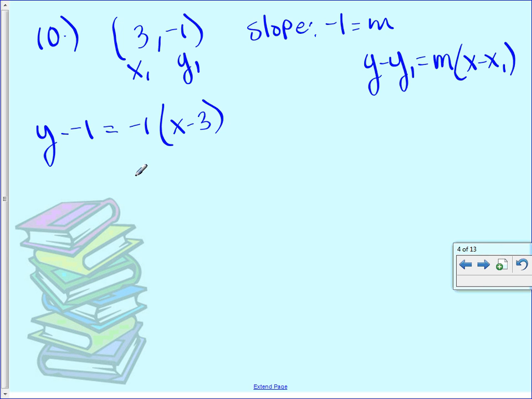Okay? Now I'm going to simplify because this is a negative, and a negative, we got 2 negatives that make a positive. Then I'm going to distribute this negative 1 into my parentheses. So then I have negative x plus 3.